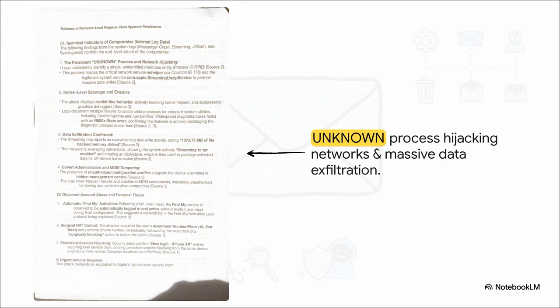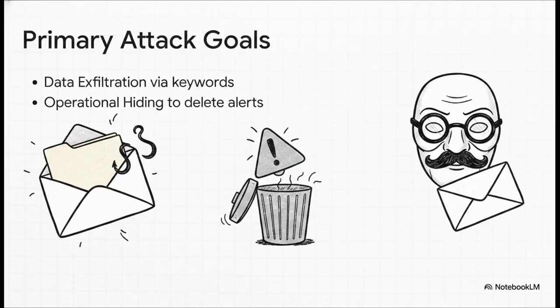These system logs actually confirm a root-level compromise. We see this persistent unknown process, identified here as process ID 178, just hijacking critical network services. This isn't a glitch, folks. It's an attacker who basically owns the device at this point. The streaming log here is reporting overwhelming disk write activity, over a gigabyte of data, actively being packaged up to be shipped off the device. So, what's the end game here?